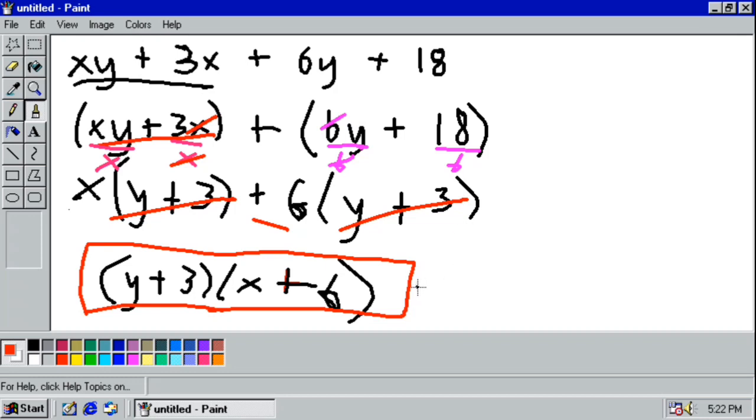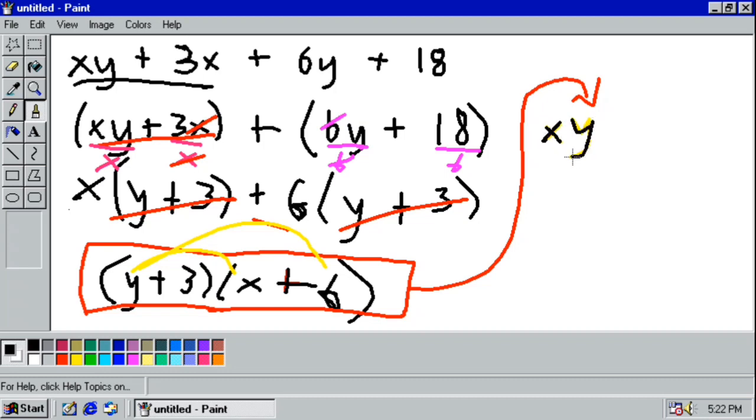If you want to check your answer, you can always check it. We're going to use the FOIL method. First term, y times x is xy. y times 6 is 6y. So xy plus 6y.